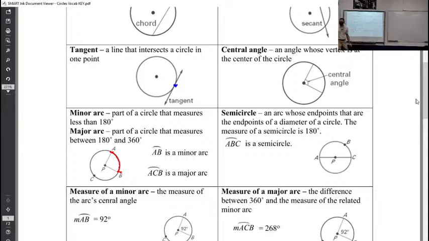Pathway number 2 is we could take the long way around. We could start at A and trace our path out the long way all the way around to B. That would be the major arc. And so when we label these, if we are having a minor arc and we are taking the shortest path from A to B, we are just going to call it AB.